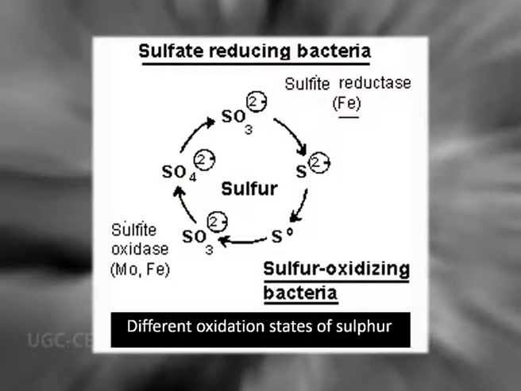Actually speaking, the two key players in the microbial world will be the sulfur reducing bacteria, which will be actually removing the oxygen from the sulfur, making S0 or making S-2. But the other one is conversion of S-2 to S0 by sulfur oxidizing bacteria. So these are the two key players.